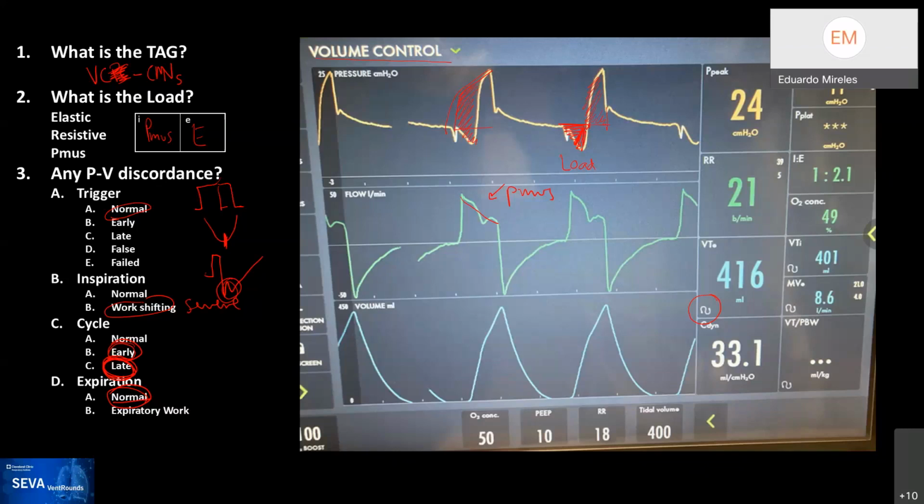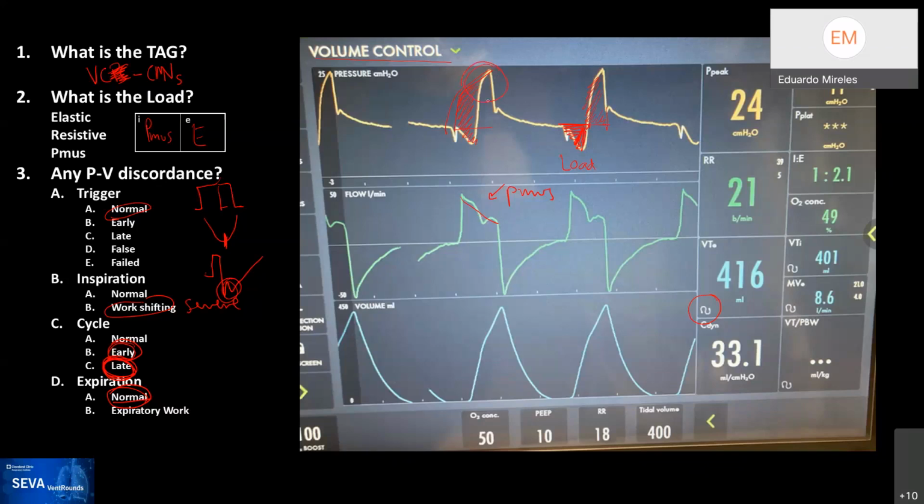Very good. You were going to ask something? Is there any evidence that the patient is trying to exhale earlier? I'm just curious why this is early. Yeah, so the late cycle. Sorry about that. Well, so absolutely.